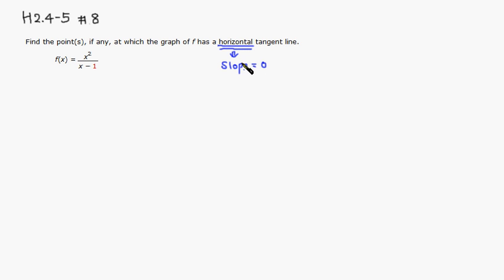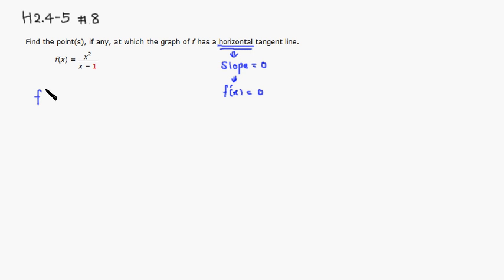So if the slope is 0, that means the derivative must be 0, right? So all we need to do is take the derivative of this, then set it equal to 0 and solve for x. All right, let's do that.